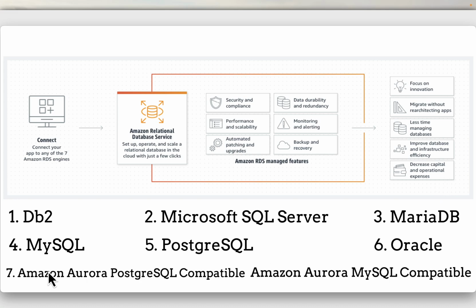expenses. So just to repeat, the 7 database engines are DB2, Microsoft SQL Server, MariaDB, MySQL, PostgreSQL, Oracle, and Amazon Aurora, which has 2 flavors: Amazon Aurora PostgreSQL compatible, and Amazon Aurora MySQL compatible. So total 7, but this one is split into 2, one is PostgreSQL compatibility and one is MySQL compatibility.